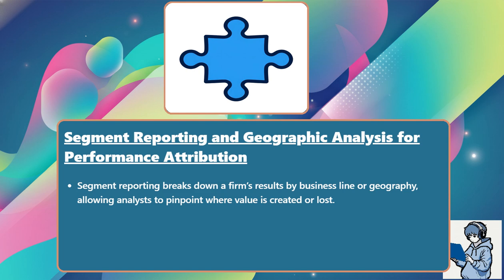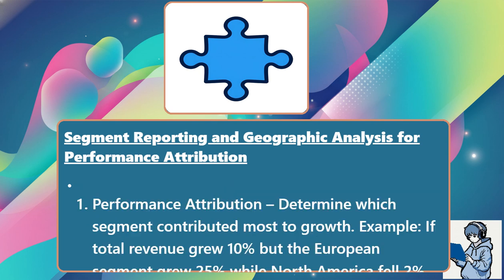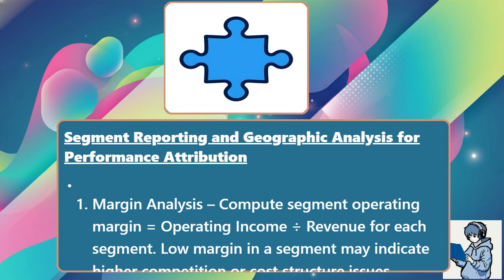Segment reporting breaks down a firm's results by business line or geography, allowing analysts to pinpoint where value is created or lost. The 10-K usually presents revenue, operating income, assets, and sometimes capital expenditures for each segment. Geographic breakdown, for example, North America, Europe, Asia Pacific. One, performance attribution. Determine which segment contributed most to growth. Example: if total revenue grew 10%, but the European segment grew 25%, while North America fell 2%, the growth is driven by Europe.